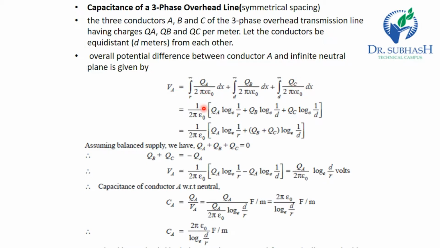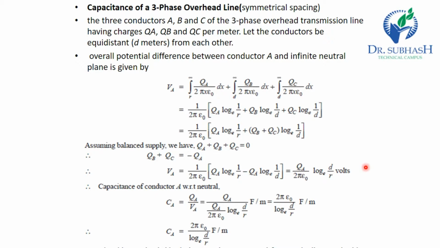Now integrating this equation, we get log 1 by r, log 1 by d and log 1 by d. Taking log 1 by d common, we get q_B plus q_C, and q_B plus q_C is equal to minus q_A. Putting this value in the equation, we get V_A equal to 1 upon 2 pi epsilon 0 [q_A log 1 by r minus q_A log 1 by d], which is equal to q_A by 2 pi epsilon 0 log d by r volt. Here we take q_A common, and this is the final equation derived.